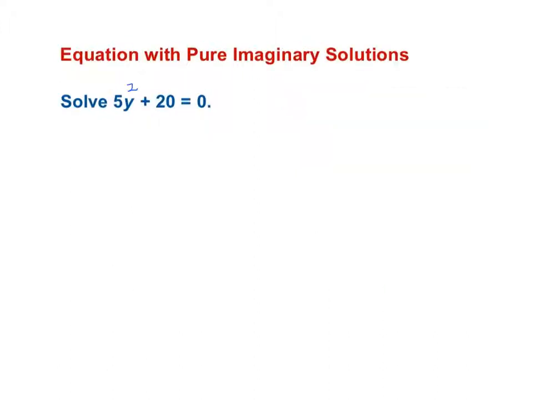We can actually solve quadratic equations now that we know what to do with imaginary numbers. To solve for y in this particular problem, the first thing I'm going to do is subtract 20 from both sides, and I have 5y squared is equal to -20. I'm going to then divide both sides by 5, and I have y squared is equal to negative 4.